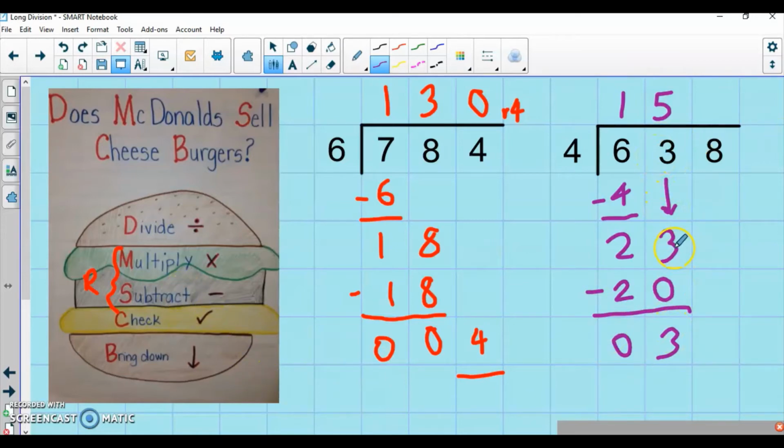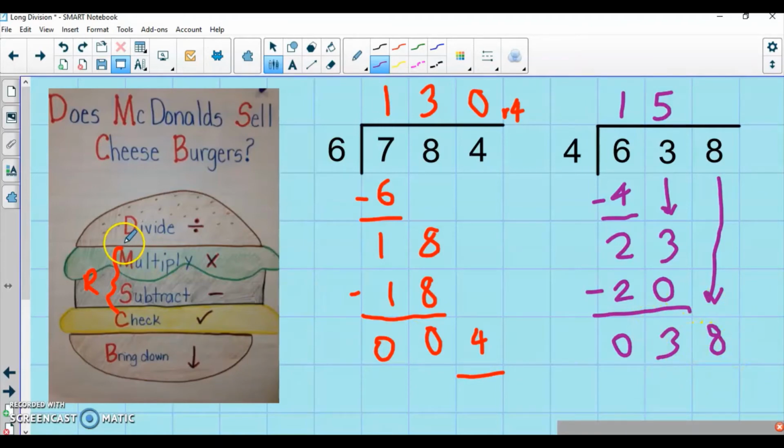Done. Let's just double check that. I had 23 divided by 4 is 5 whole groups. 5 whole groups of 4 is 20. Let's take that away and I've got 3 left over. Happy. Good. Bring down the next digit. Again, you can use an arrow if you'd like to. Not essential. And now I've got 38.